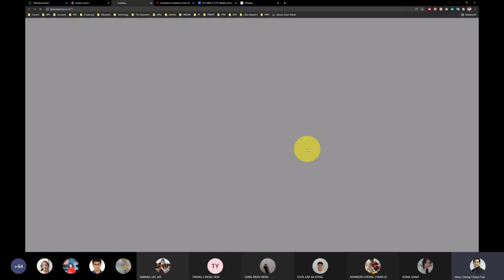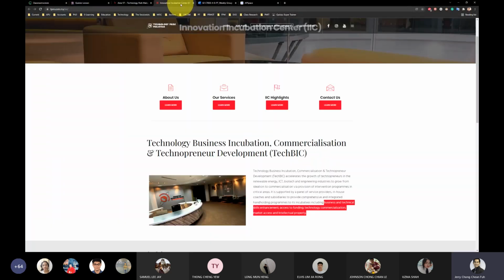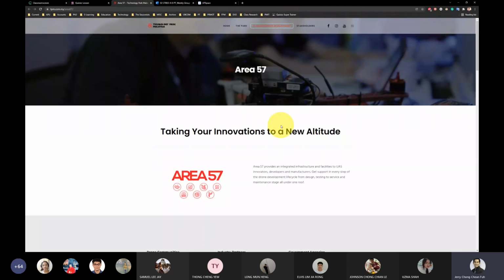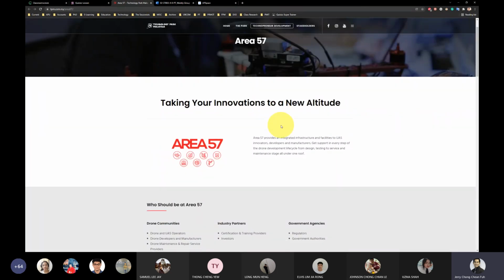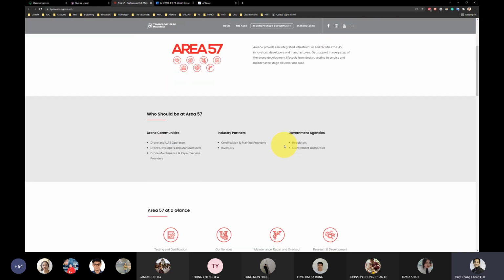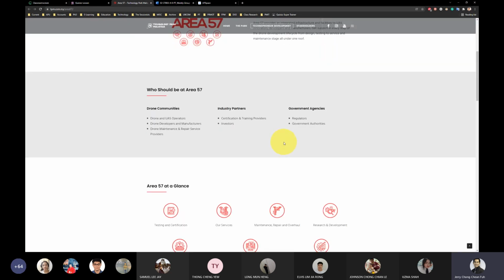Another one is, I'm not sure if some of you have noticed, there is an area in Technology Park which is now referred to as Area 57. One of the main projects they have been looking into is drones. That is one of the areas to see how more and more companies can incorporate drones, and how that can be a viable technological solution for the company. They cover many different areas, from operators to developers to manufacturers, even maintenance and repair services. A lot of organizations are considering it.